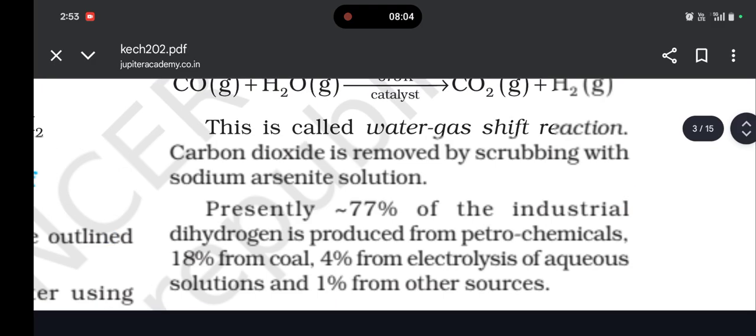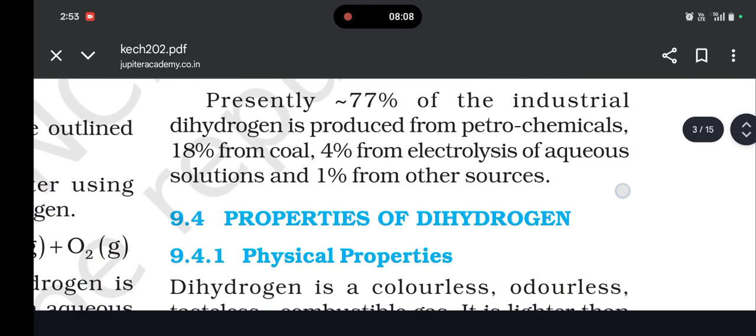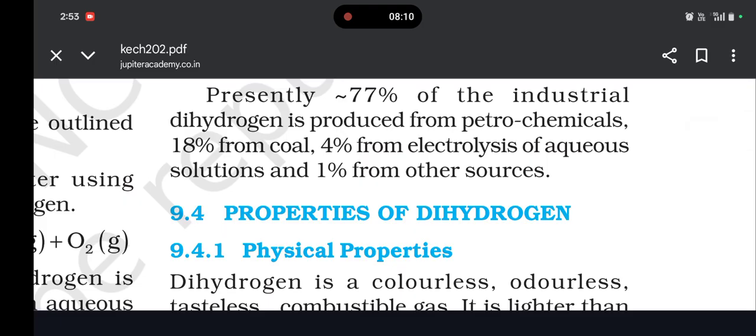Carbon dioxide is removed by scrubbing with sodium arsenite solution. Presently, 77% of the industrial dihydrogen is produced from petrochemicals, 18% from coal, 4% from electrolysis of aqueous solution, and 1% from other sources.